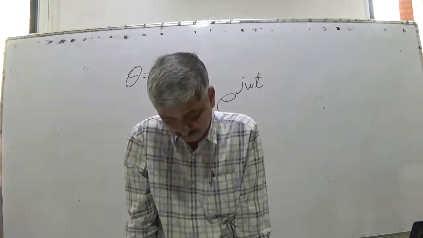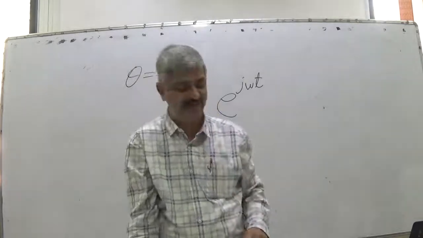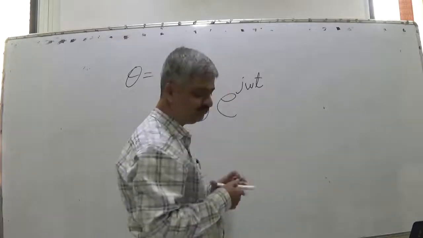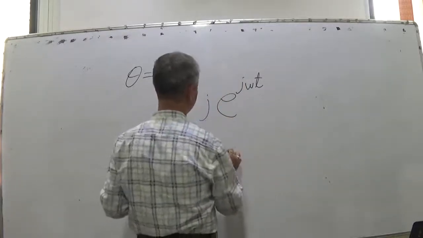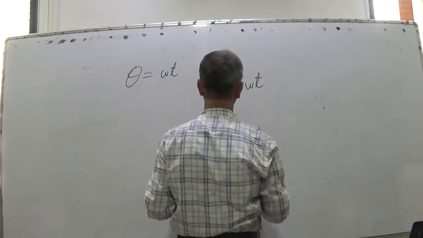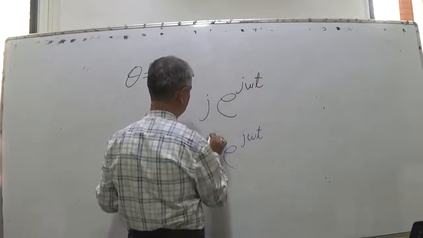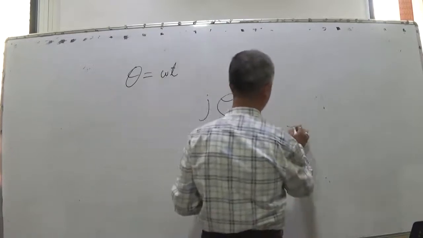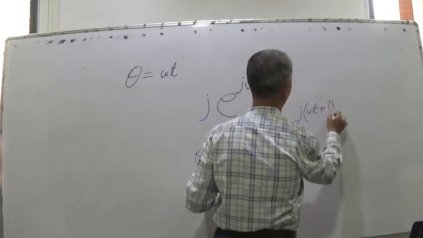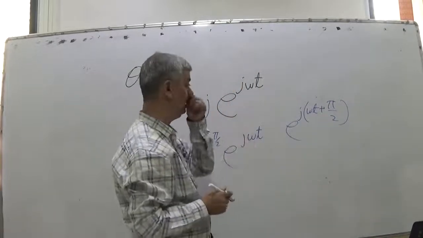The answer is no, because one more thing is to be said. What is j e raised to j omega t? J e raised to j omega t is actually e raised to j into bracket omega t. j is e raised to j pi by 2. So this would be e raised to j into bracket omega t plus pi by 2. So the thing in bracket is changing continuously with omega.